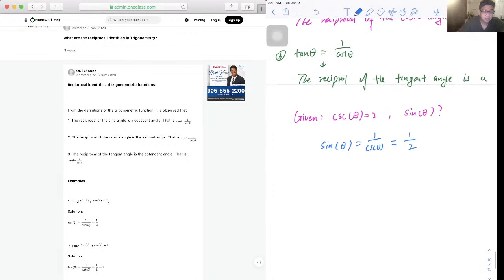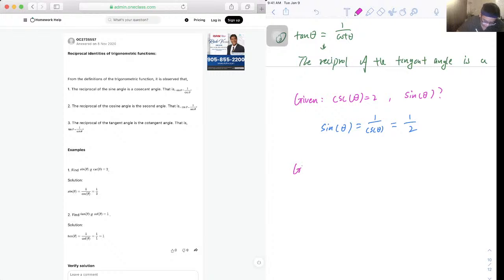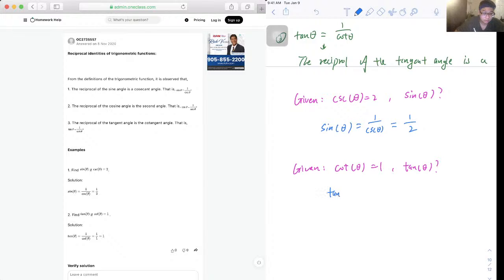Okay? And so same thing for cotangent. Let's say we're given cotangent theta. Cotangent theta is equal to 1, and we're asking the value of tangent theta, which the answer would be tangent theta is equal to 1 over cotangent theta, so equal to 1 over 1, which is just 1. Yeah, because the reciprocal of 1 is still 1 itself.